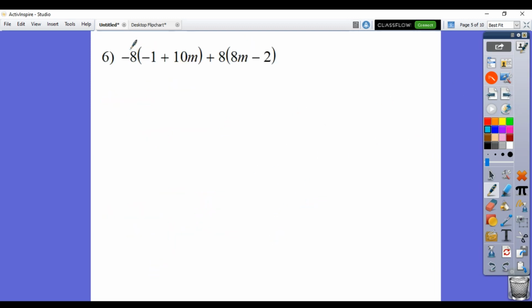Now, let's distribute this one again. -8 times -1 will give me a positive 8. -8 times 10 will give me -80m. -8 times -8 will be a positive 64m. 8 times -2 is -16.